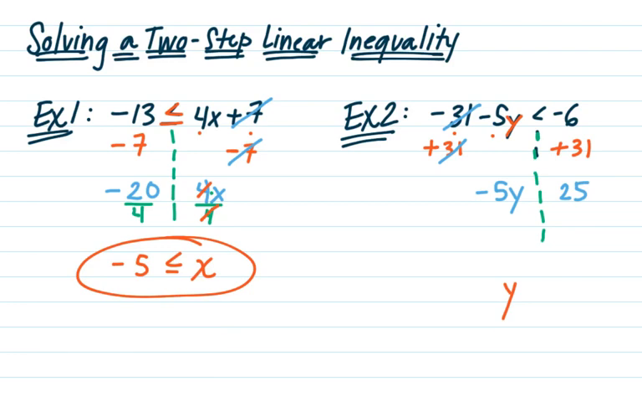Now again, we want y all alone, so we will divide both sides by minus 5, but this is dividing by a negative. So when we divide by a negative, this inequality sign that says less than is going to have to shift to be greater than. Now minus 5 divided by minus 5 is just 1, so there's no need to write a 1. 25 divided by minus 5 is minus 5.